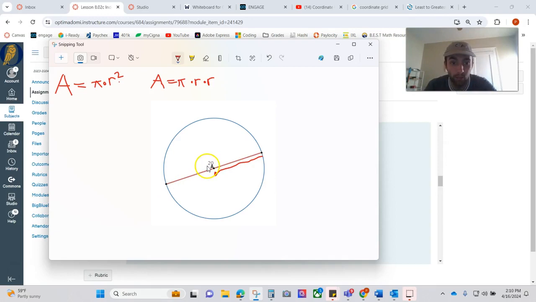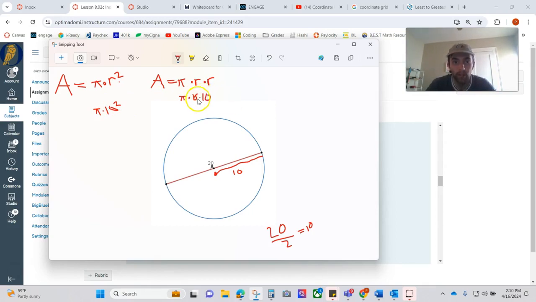So if our diameter is 20, what's our radius? What is half of 20? 20 divided by 2. Yep, our radius would be 10. So let's plug that into our formula. Pi times 10 squared, or pi times 10 times 10.